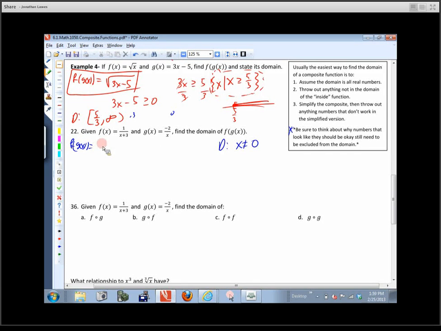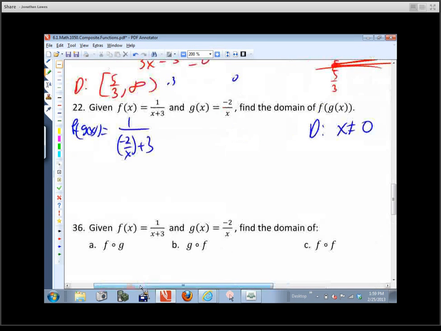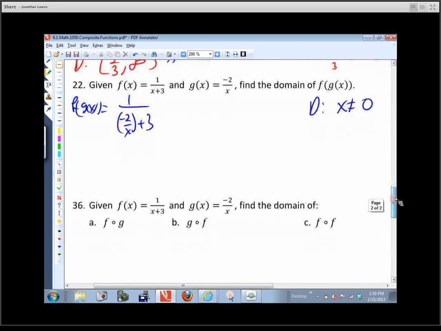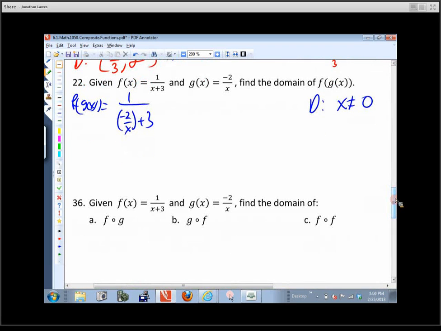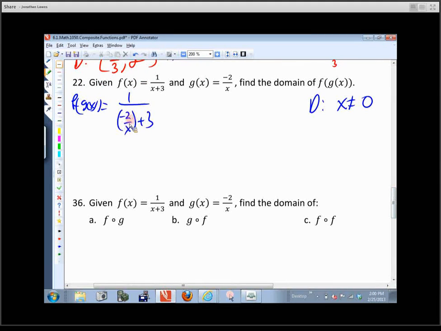I'm literally going to plug in g into f. So wherever there used to be an x, what am I plugging in for it? A -2 over x. You with me? Okay, then we want to go through and we want to simplify. We certainly don't want to work with it like this.